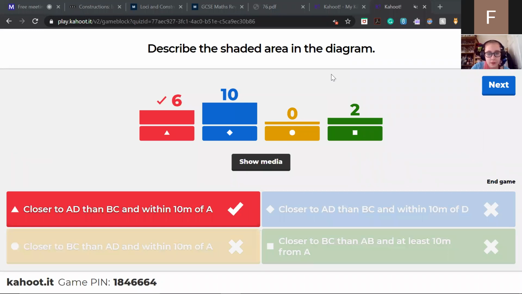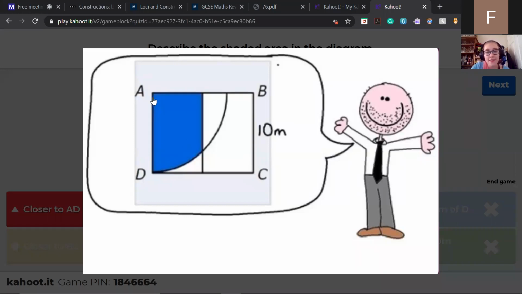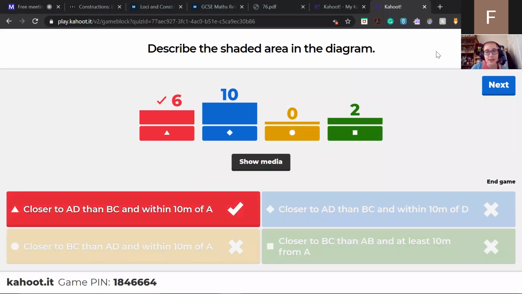Okay, so well done. At least all of these people who got it here saw that it was closer to AD than BC, which we can see there. And then remember, we're talking about its distance from A, and it's within the circle. That's what you've got to think about. Kind of ignore the others for now. This shaded bit is within this circle from AC to AD. So it's within 10 meters of A.